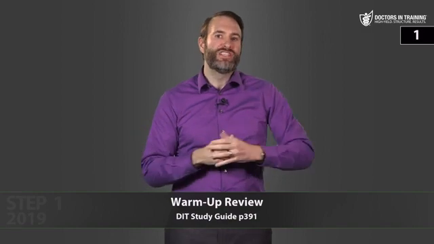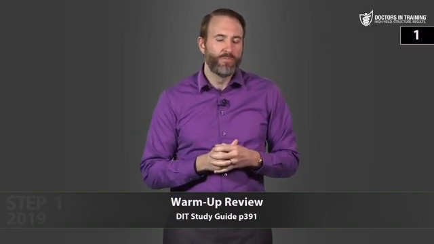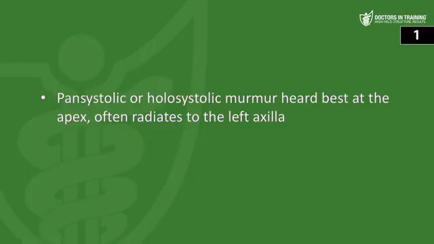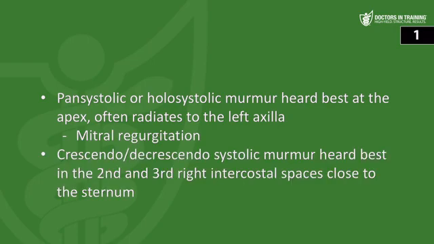Let's get going. First one here, which cardiac defect is suggested by each of the following types of murmur? So first one we have here is a pansystolic or holosystolic murmur, heard best at the apex and then often radiates to the left axilla. Think of mitral regurgitation. Crescendo decrescendo systolic murmur, heard best in the second and third right intercostal space close to the sternum. Think of aortic stenosis.